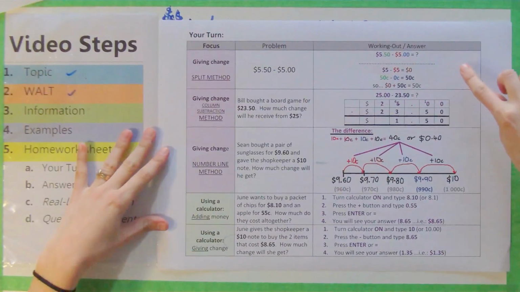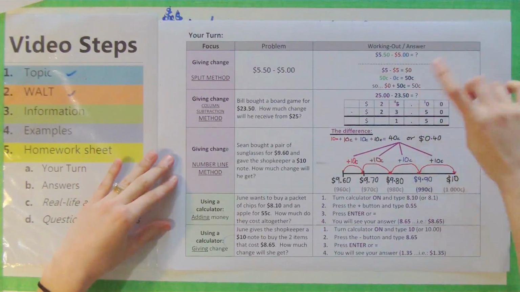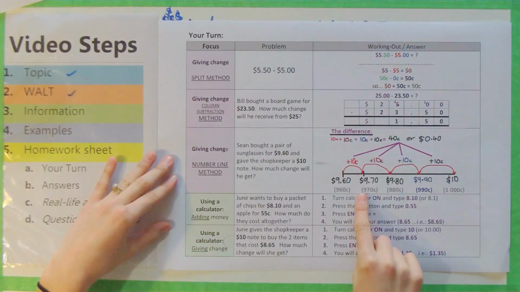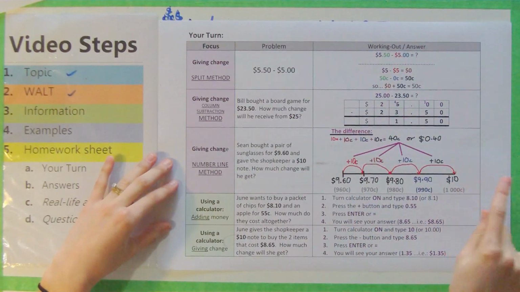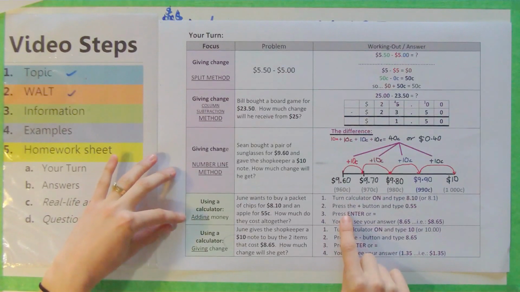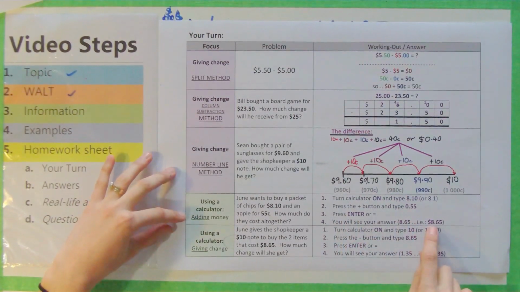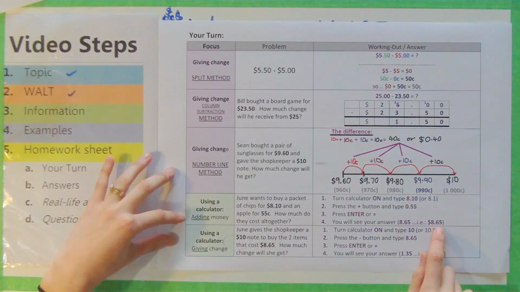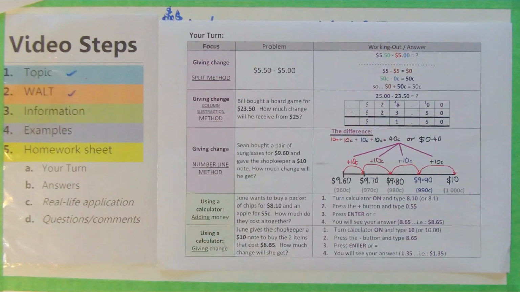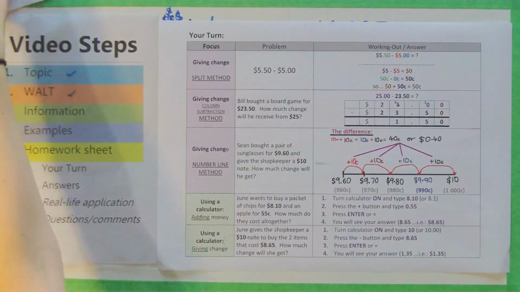Alrighty, here are the answers. For question 1, 50 cents. Question 2, $1.50. Question 3, it's going to equal 40 cents. Question 4, yes, is going to equal $8.65. Question 5, $1.35. Please mark these on your homework sheet.